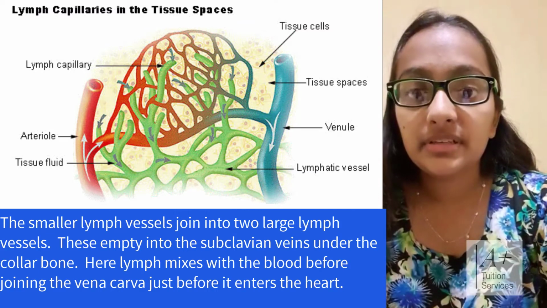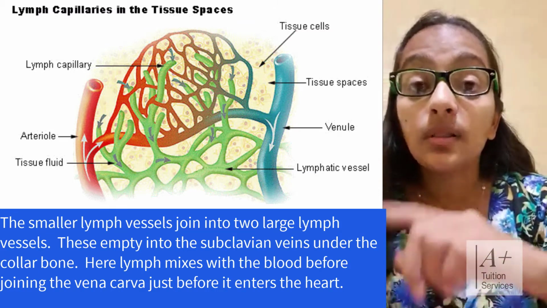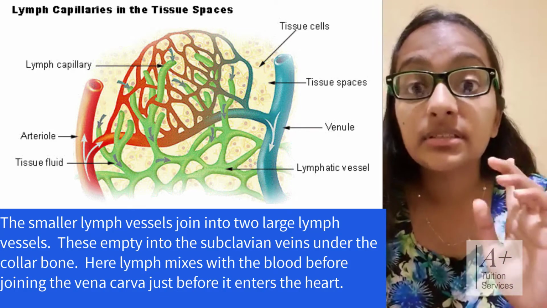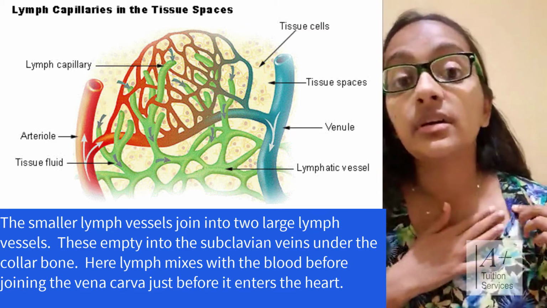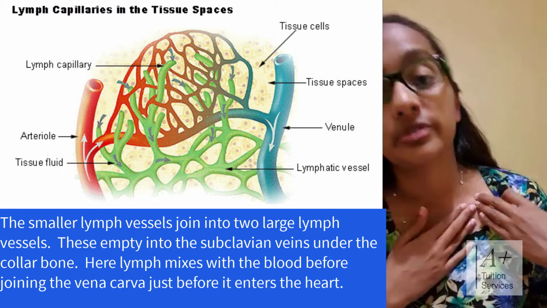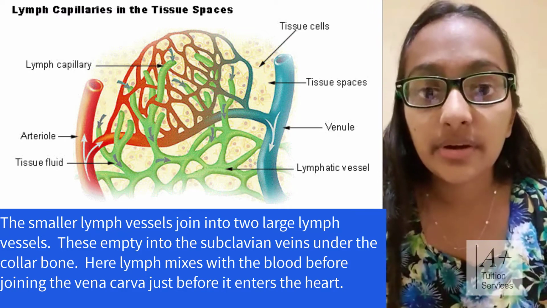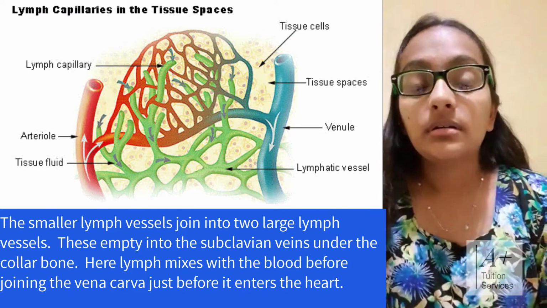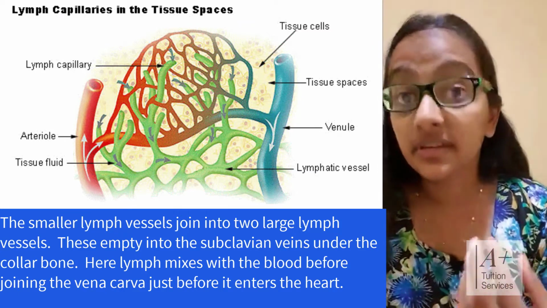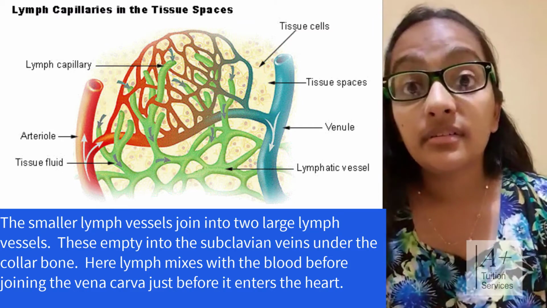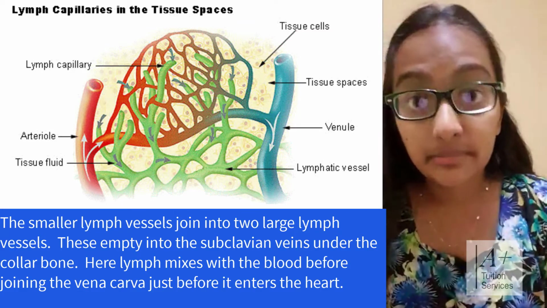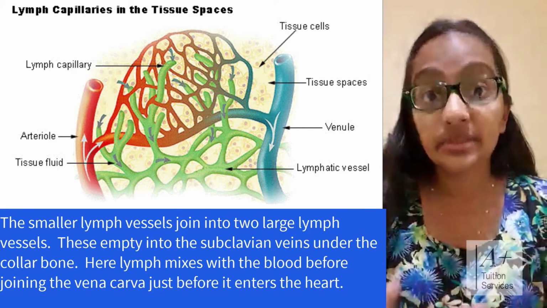The smaller lymph vessels join into two large lymph vessels, and these empty into the subclavian vein just under the collarbone. This is your collarbone, this bone right here. So that is where the lymph vessels join and empty. So eventually the lymphatic system will join back to the venous system to empty the lymph fluid to be drained.